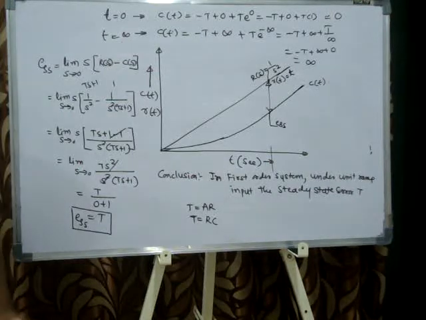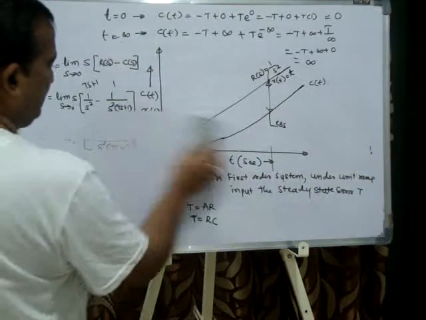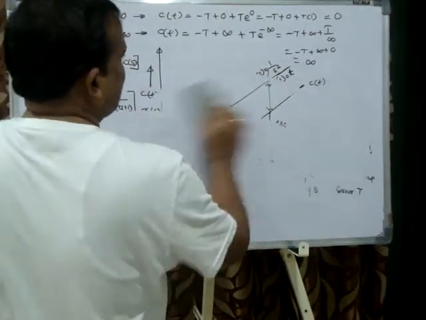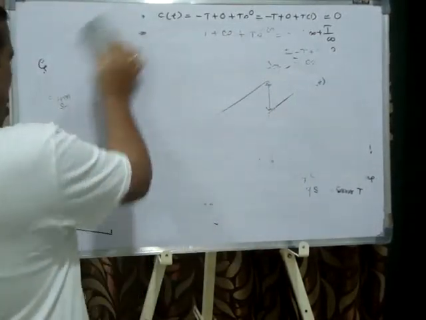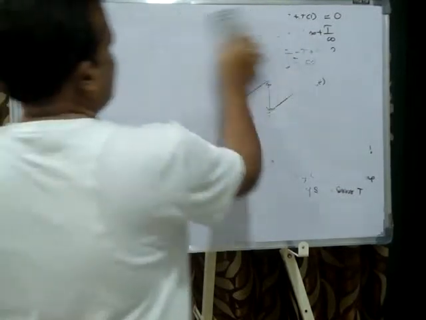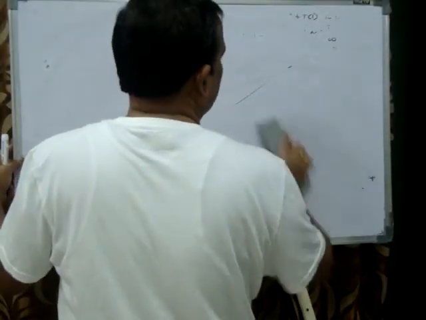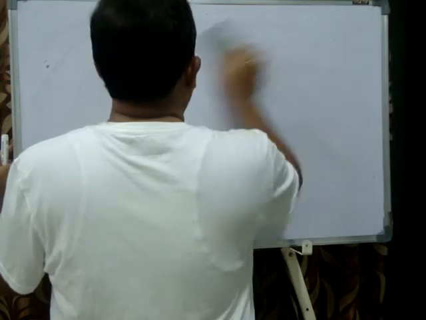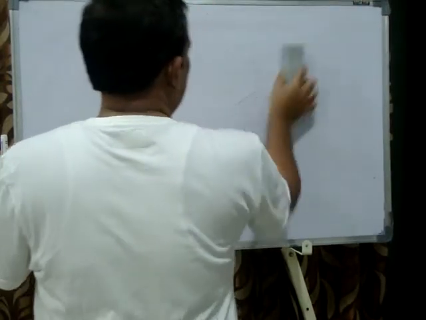Next input is what? What is the next input? Unit parabolic input. Next is unit impulse input. So first I will cover the fourth input. That is what? Unit impulse input.